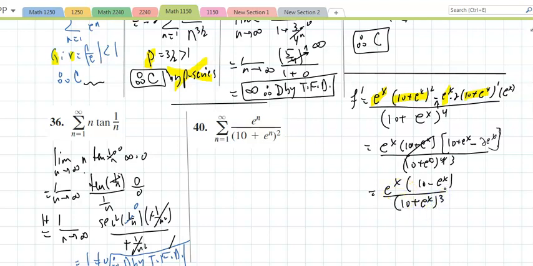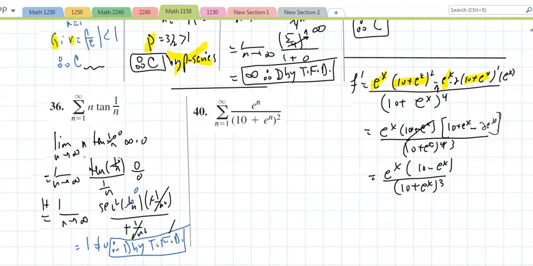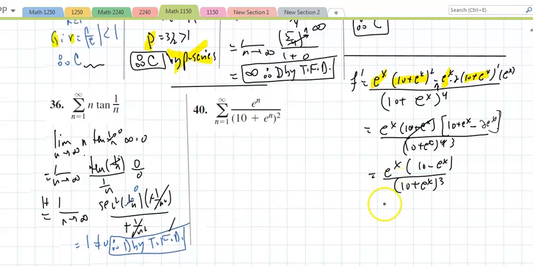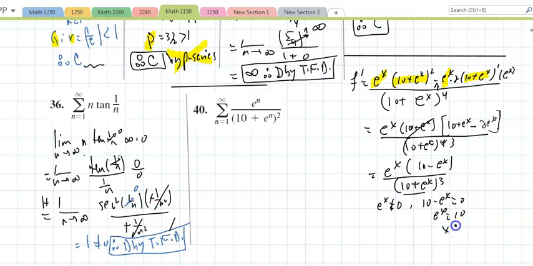Let me just make sure of the math. 10, take that out, 2, yep. So what am I looking for? e to the x can never be 0. The denominator 10 plus e to the x can never equal 0. It has to be that 10 minus e to the x equals 0. That means e to the x equals 10, x equals natural log of 10. So this is f prime and this is f. This is natural log of 10.